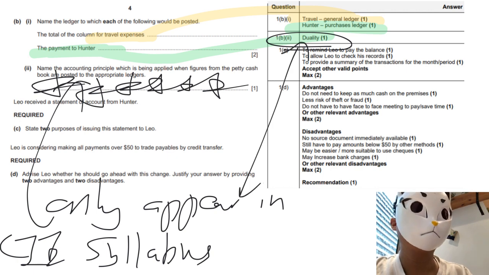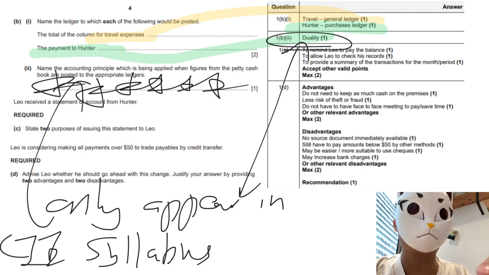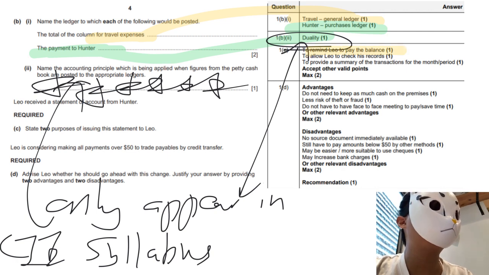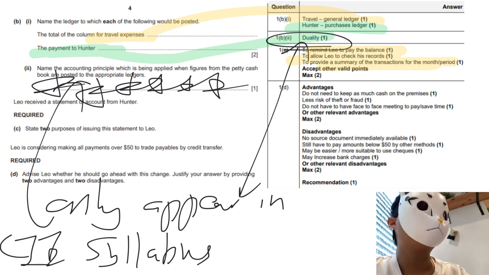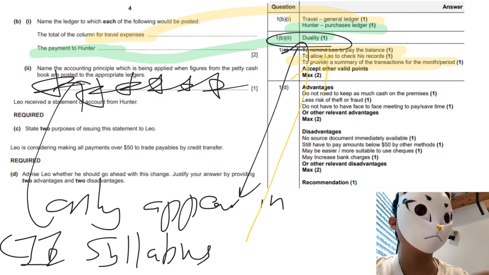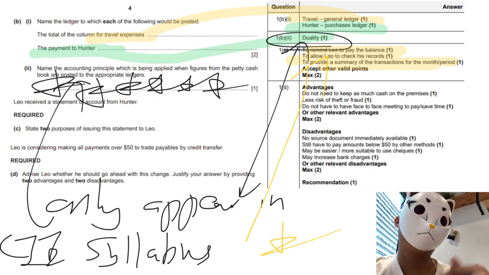Now for part C, what is the process of issuing this statement? The process will be like this. First of all, you have to remind the people to pay the balance, then allow him to check the record and give a summary. This again is only in the IGCSE syllabus. For other syllabuses, there is no question type like this.